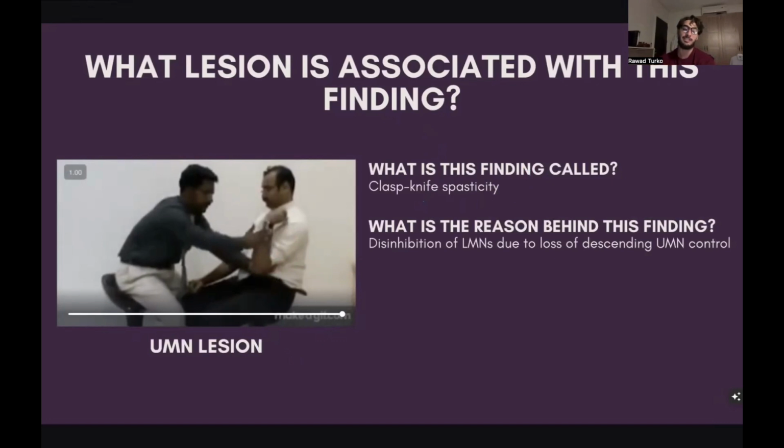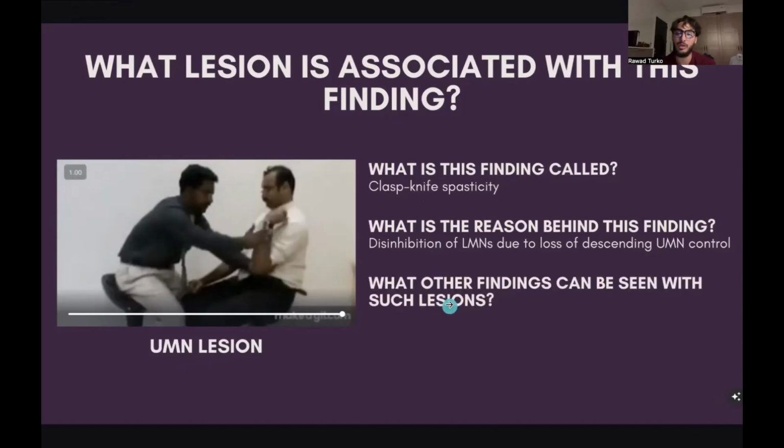Again, we said that this provides inhibitory modulation to the lower motor neurons at rest. So if you have destruction or a lesion of the upper motor neurons, or a problem with the upper motor neurons, it's going to lead to disinhibition. Okay, and what other findings can be seen with such lesions? Hypertonia and hyperreflexia are the main ones that you should know.